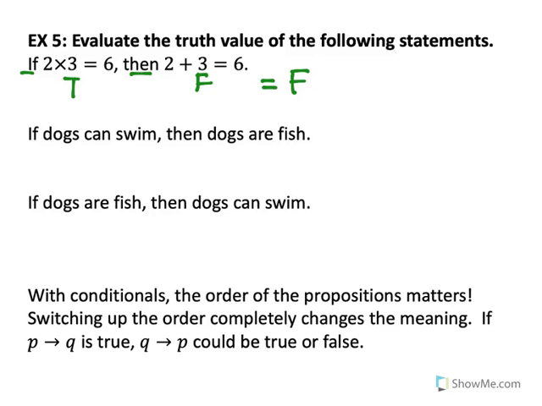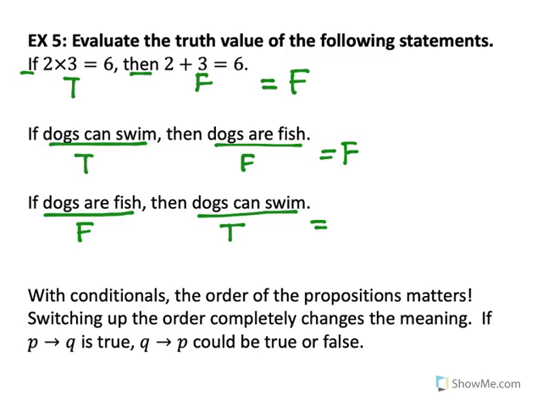Our next one says, if dogs can swim, can dogs swim? Yes. Then dogs are fish. Are dogs fish? No. So again, our truth value of the statement would be false. Now the next one says, if dogs are fish, are dogs fish? No. But if they were, then dogs can swim, which is true. Dogs can swim. So this has an overall truth value of being true.